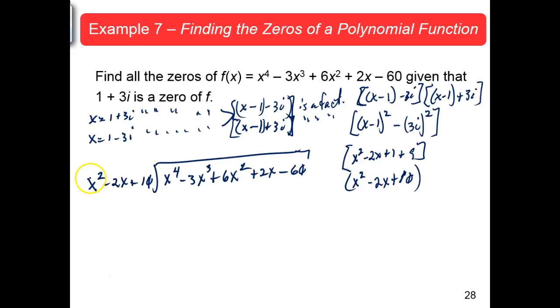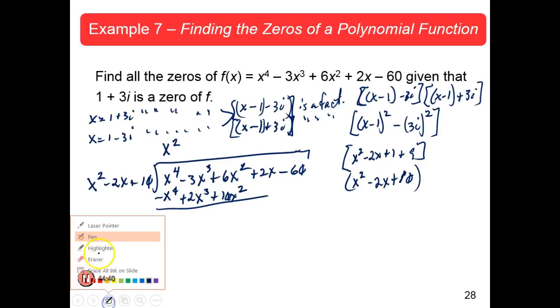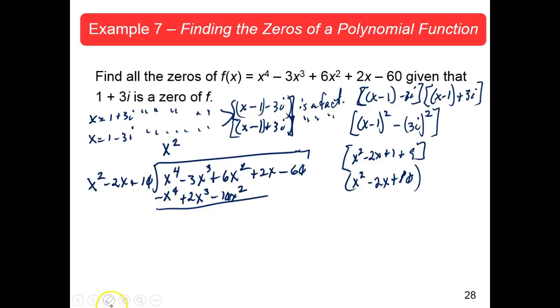How do you do long division? Where do you begin? X squared into x to the fourth. We've got how many times? X squared times. Then we do what? Multiply, and that gives us x to the fourth minus 2x cubed plus 10x squared. And then what do we do with that? Subtract it, or if you prefer, change signs and add. I sort of like that. Okay, that goes away. Fantastic.